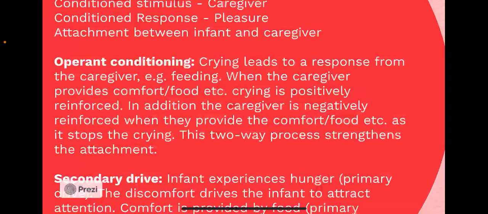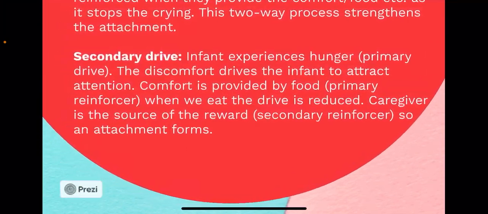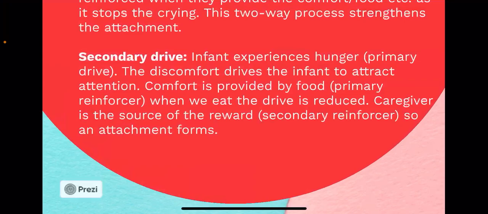So, when a baby cries, it leads to a response from the caregiver. So, for example, they feed the baby. When the caregiver provides the comfort or the food or the changing of nappies, whatever is necessary, then the crying is positively reinforced. So the baby knows that if it cries, then it's going to get a positive outcome and it's going to feel better in the end. And because attachment is a two-way process, it also suggests that the caregiver is negatively reinforced when they provide the comfort, the food, or they change the nappies, because it stops the crying, so that makes them feel better. So this two-way process between the infant and the caregiver, the positive and the negative reinforcement, strengthens the attachment.